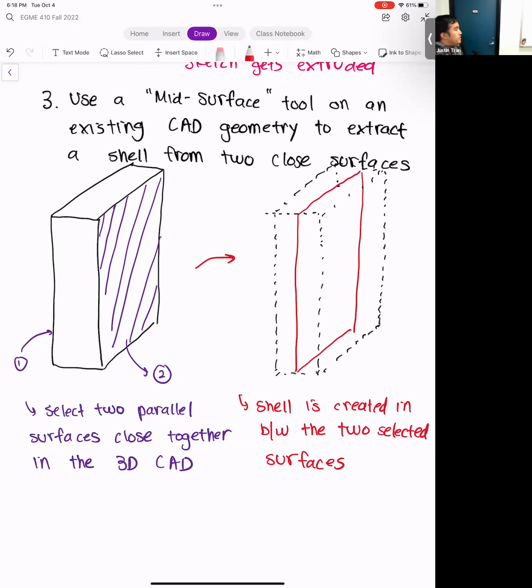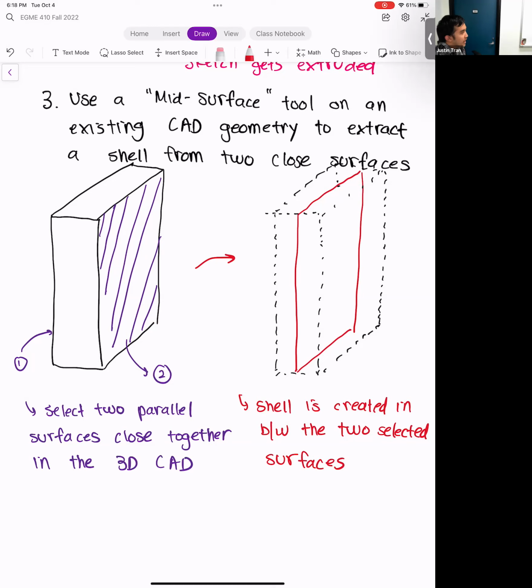Of course, this method is common because you don't have to create your geometry from the ground up. If you were to use methods 1 and 2, you would create the CAD model with the intention of turning it into a shell, so it has a shell already built in from scratch.